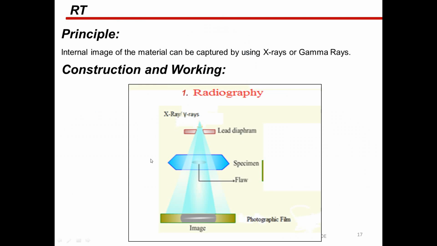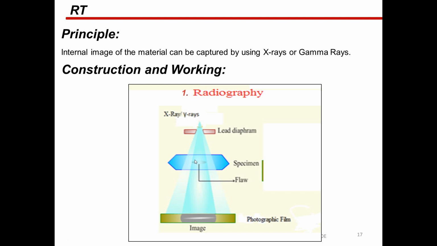This is somewhat the construction of the conduction of the test. The principle behind RT is nothing but that an internal image of the material can be captured just by passing X-rays or gamma rays. Here this is the X-ray tube or gamma ray source. The X-rays or gamma rays are allowed to fall on this material, of which we are going to test the internal structure.